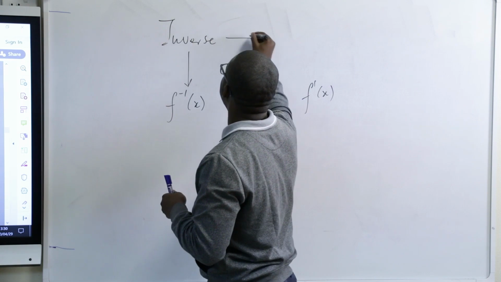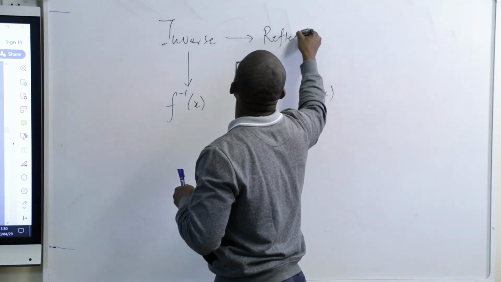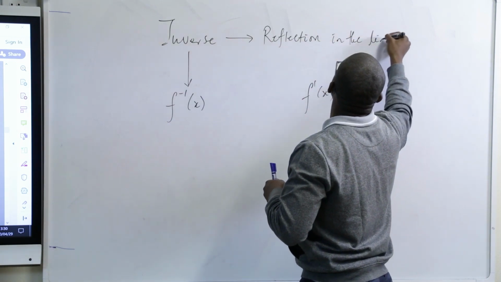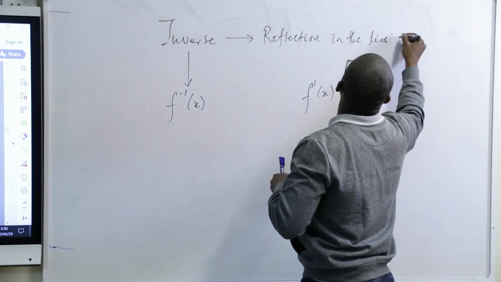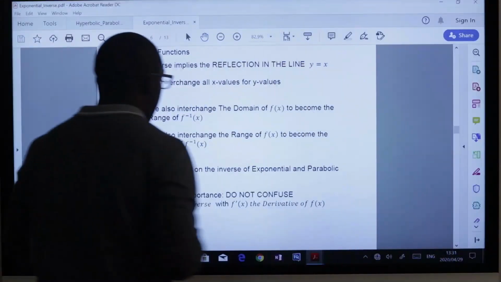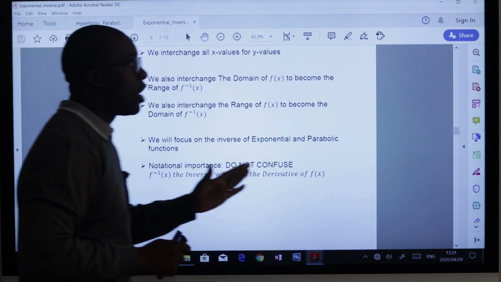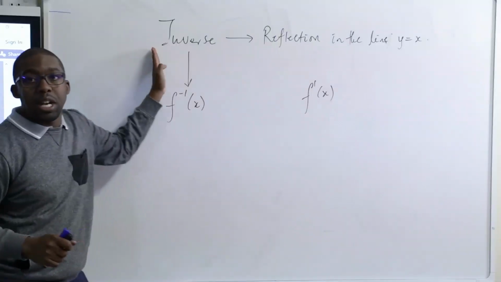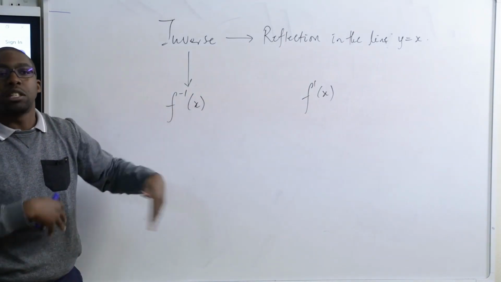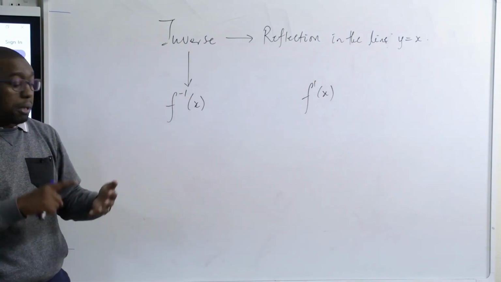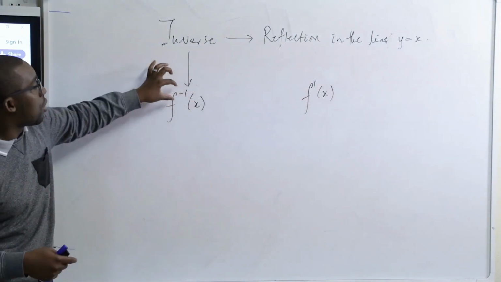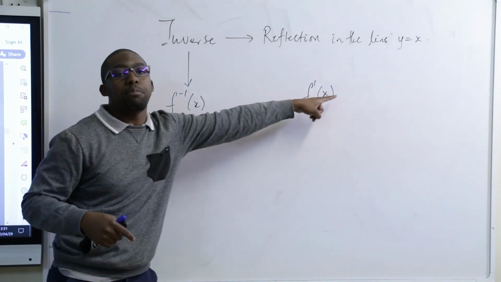And inverse simply means it's a reflection in the line y is equal to x. It's a special type of reflection in the line y is equal to x. For notational reasons, the inverse is known as f to the minus 1 of x. It could be g to the minus 1 depending on what the function was. So it could be m to the minus 1, n to the minus 1, g to the minus 1. But it's got a minus 1. Do not confuse it with f prime x.